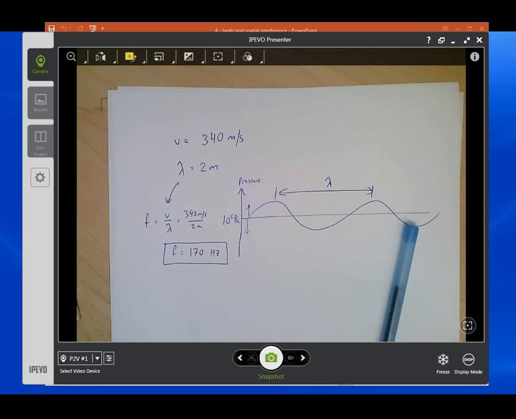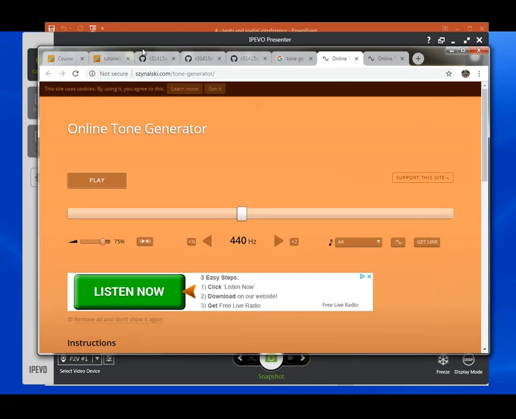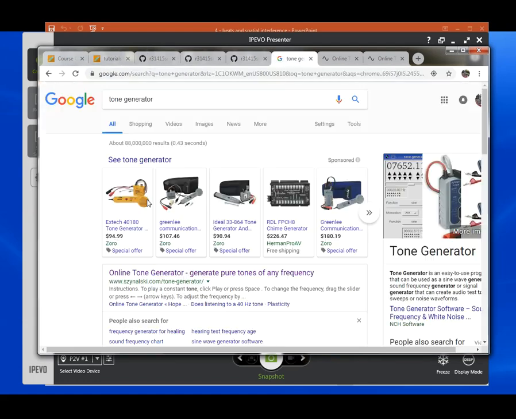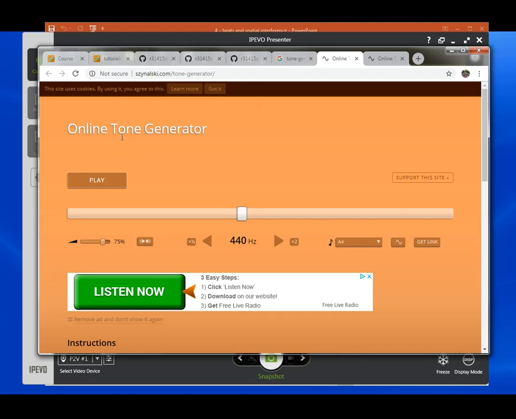And actually, while we're at it, I've got a tone generator open, and I'd like to start making these numbers become something that's real for us. If you type in tone generator on Google, the very first link that comes up is a free online tone generator. I'm sure any will work, but here you can hear the sound.